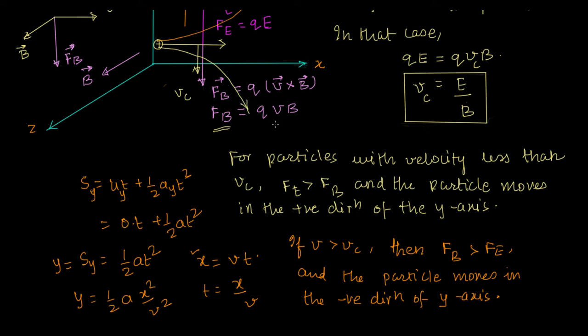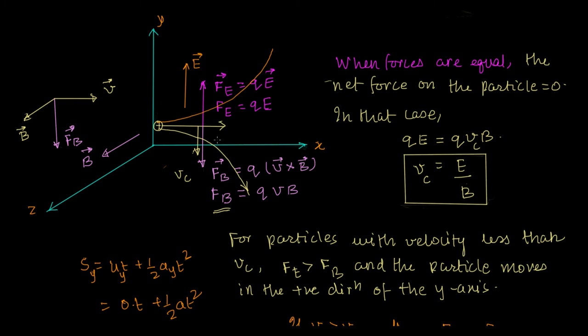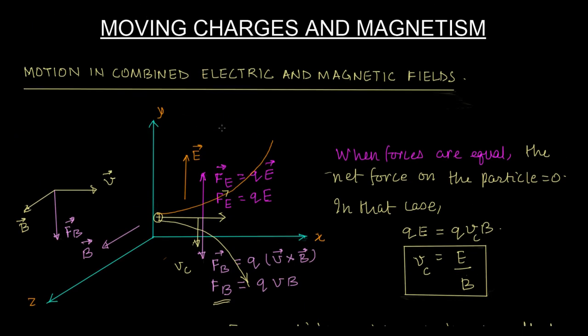So do we see what happens for those particles which have velocities more? They'll kind of move like that, and those which have less, they'll move like that. And only these will come straight through. So it's like a filtering mechanism. It acts like a sieve, right? And that's why it is known as a velocity selector. This is a velocity selector.